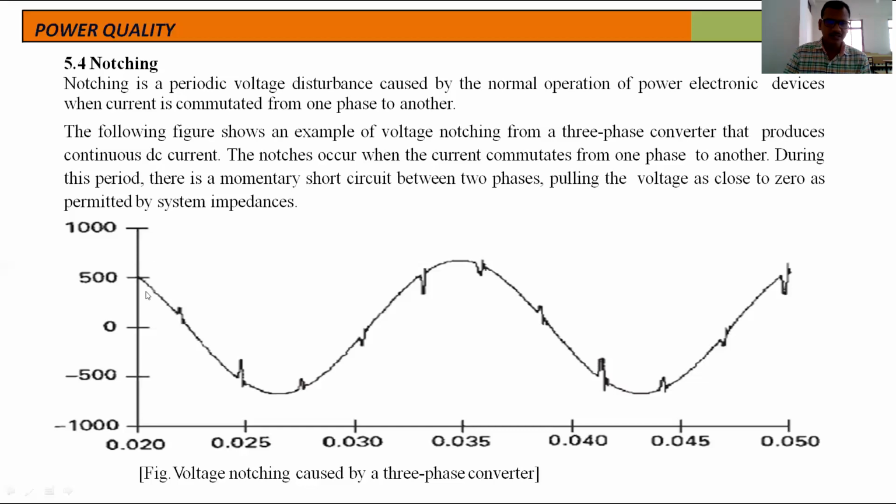Here you can see the AC voltage waveform, which ranges from plus 500 to minus 500, with voltage notching caused by a three-phase converter. The notching is occurring on both the positive side as well as the negative side.